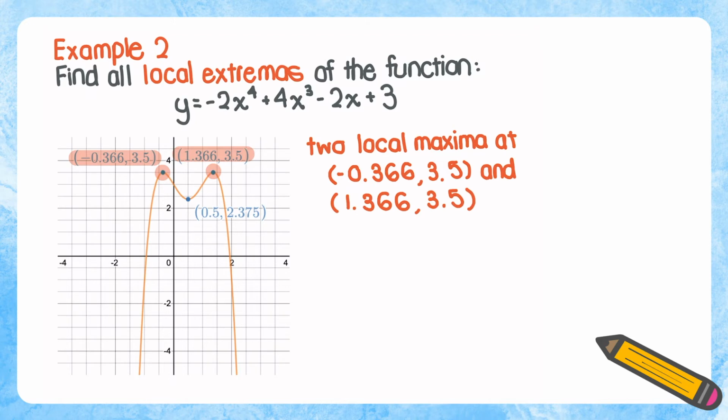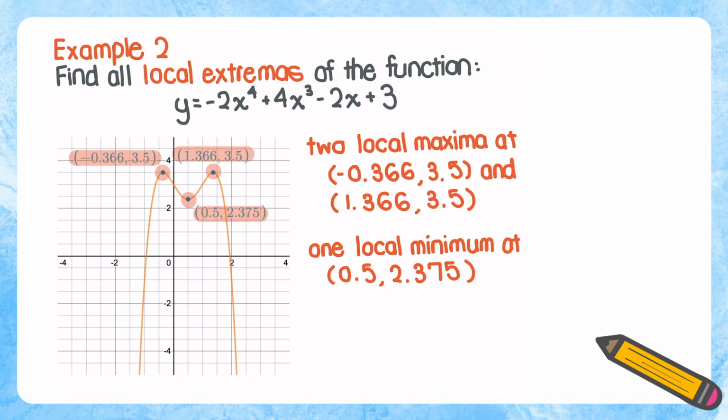And then we only have one local minimum for this graph right here at this point. So we have one local minimum at the point 0.5, comma 2.375. So here we had 3 local extremas again, but for this one we had 2 local maxima and 1 local minimum.